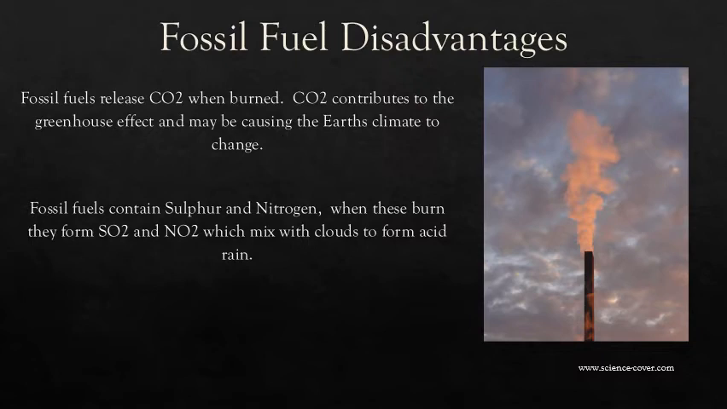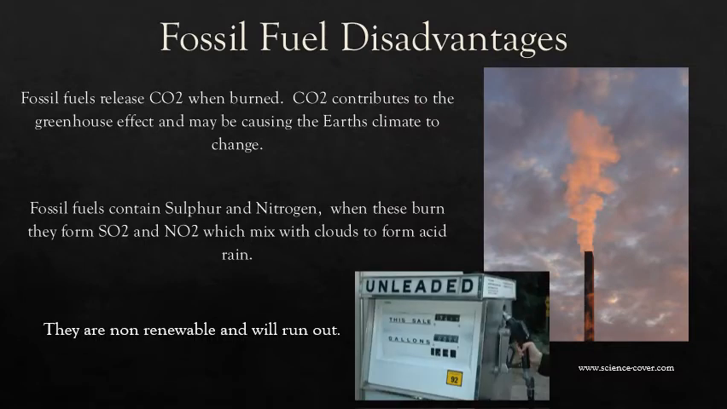A lot of fossil fuels also contain sulfur or nitrogen compounds. When these burn, they form sulfur dioxide and nitrogen dioxide, which pass into the atmosphere and mix with the clouds, forming sulfuric acid and nitric acid, which fall as acid rain. All of these sources are non-renewable, and that means that they will one day run out.